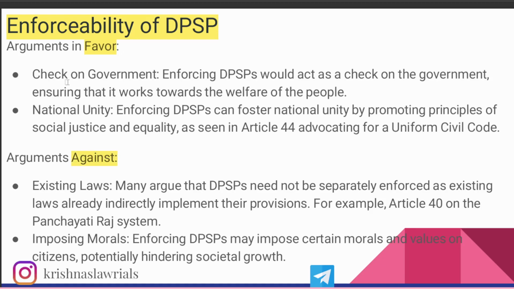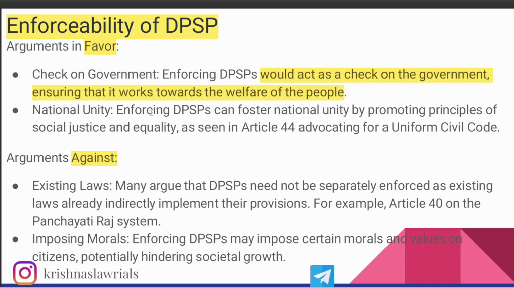So let's see what were in favor. A check on government: enforcing DPSP would act as a check on government, ensuring that it works towards the welfare of people. So here they are saying that DPSP would act as a check on how the government is working towards the welfare of the citizens.